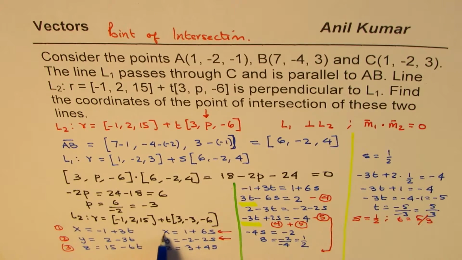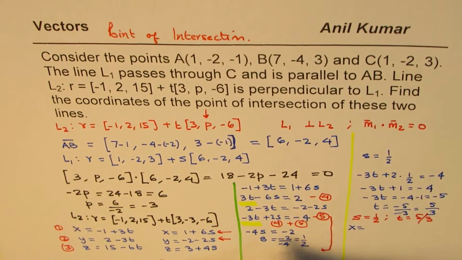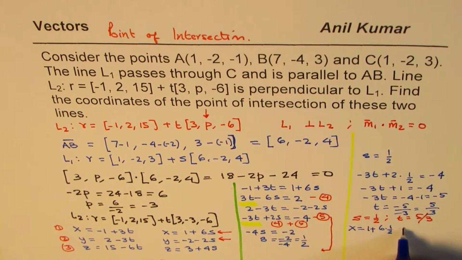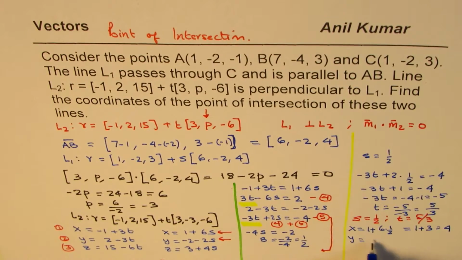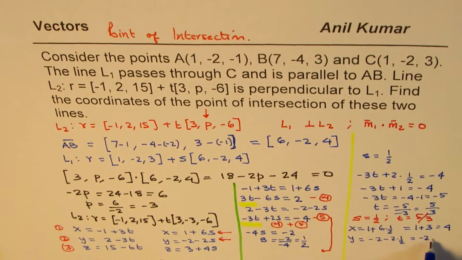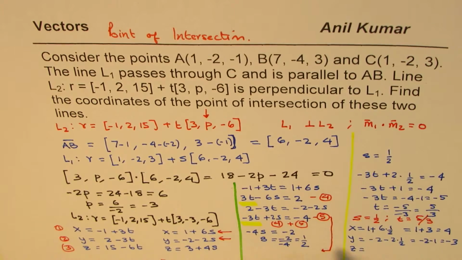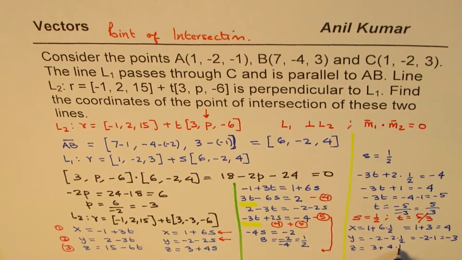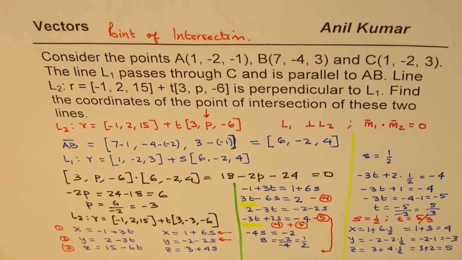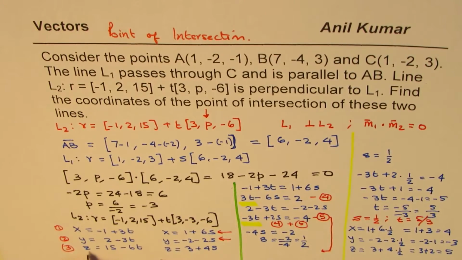So if I substitute s as half, we'll do this line 1 first. So x equals 1 plus 6 times half, and that gives us 1 plus 3, so the x value is 4. For y, when we substitute half, we get minus 2 times half, which is minus 2 minus 1, which is minus 3. And the z value is 3 plus 4 times half, that is 3 plus 2, and that is 5.